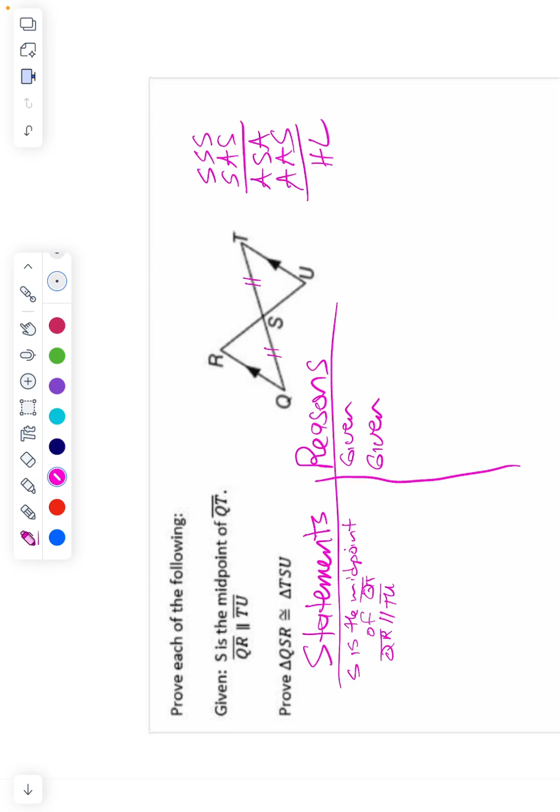Okay, it also tells us QR and TU are parallel. As soon as you read parallel lines, you're thinking angles, angles, angles, right? That's all we studied. We didn't ever study lengths with parallel lines. We studied angles. So what angles are going to be helpful in here to prove congruence?